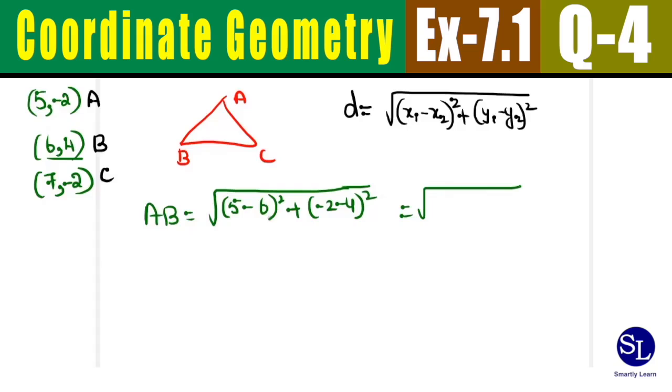So this is 5 minus 6, which is minus 1. The whole square is plus 1. So plus, -2 minus 4 is minus 6. The whole square is 36. So this is root 37.